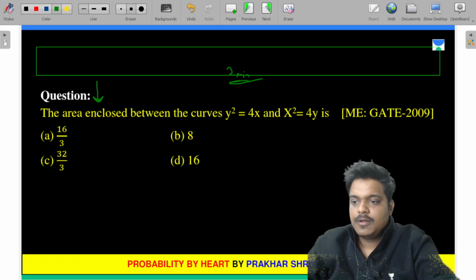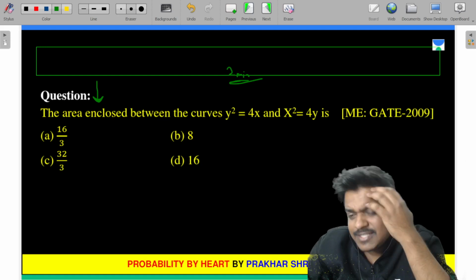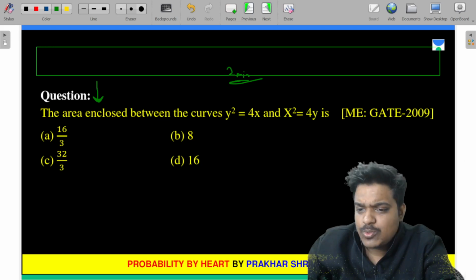Attempt this question. This is not a very difficult question. The area enclosed between the curves y square is equal to 4x and x square is equal to 4y is. This is an easy question. Both are parabolas. Try to attempt this question.